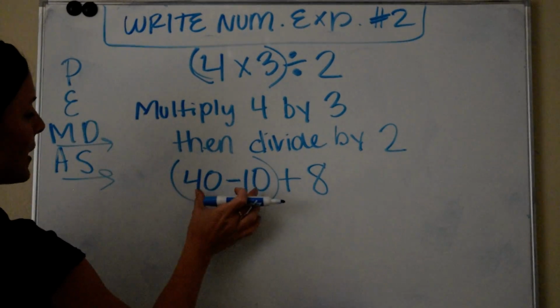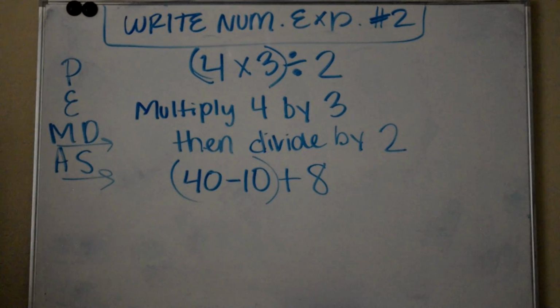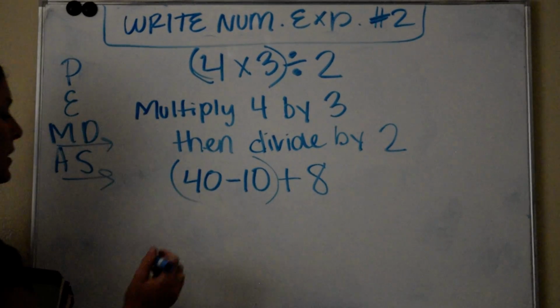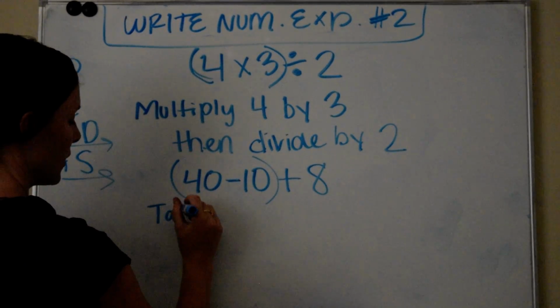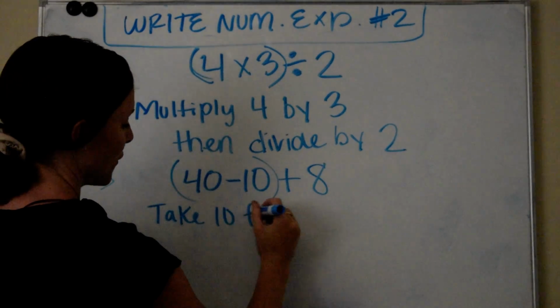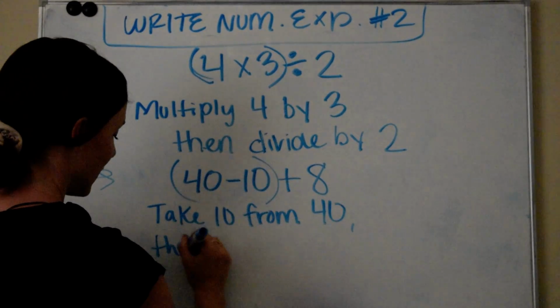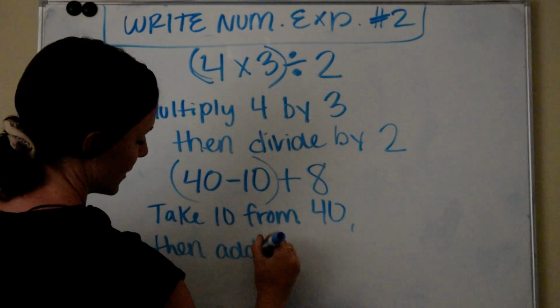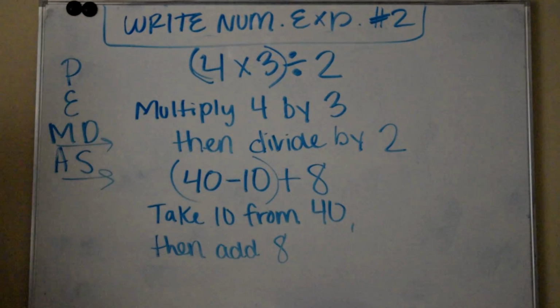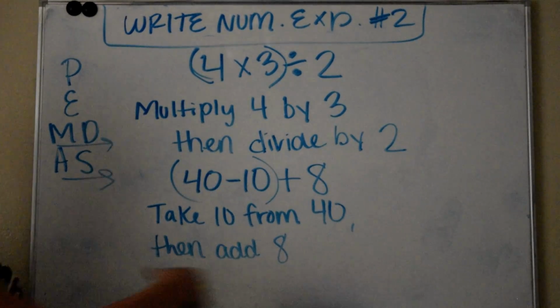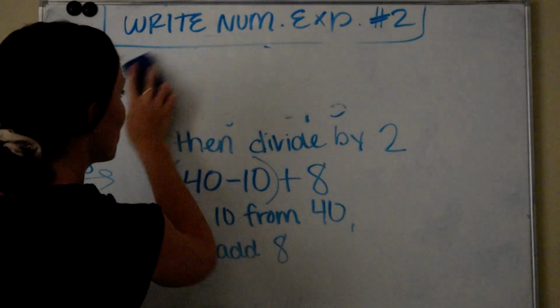Now, how do we write this? You could say subtract 40 minus 10, but to write it a little bit better, we're going to say take 10 from 40, then add 8. So I just went from left to right and I wrote it in words. Let's go ahead and see a couple more and then you guys should be good to go.